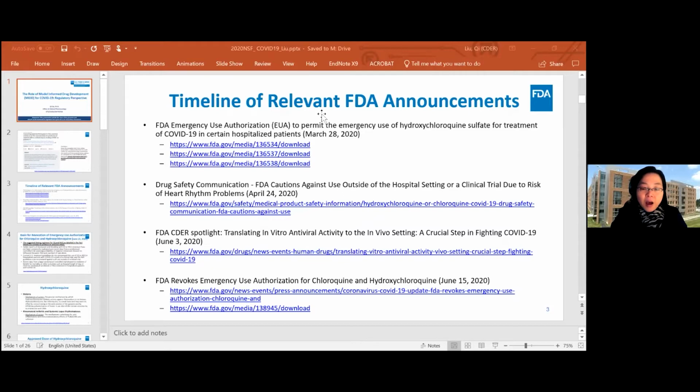In May, our paper was published. On June 3rd, FDA highlighted our publication through a CDER Spotlight article. Then on June 15th, FDA revoked the EUA for both hydroxychloroquine and chloroquine.